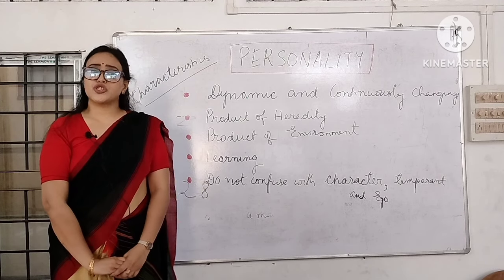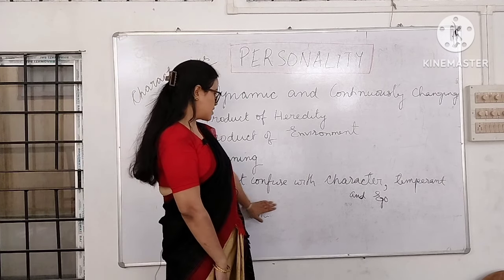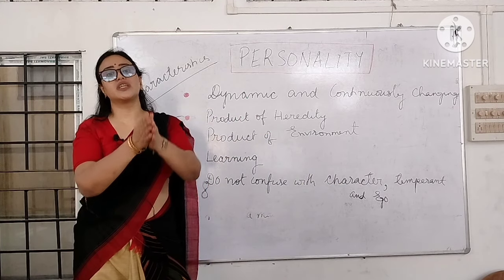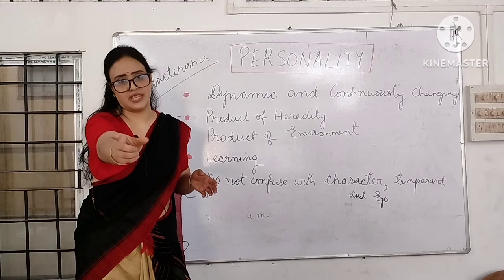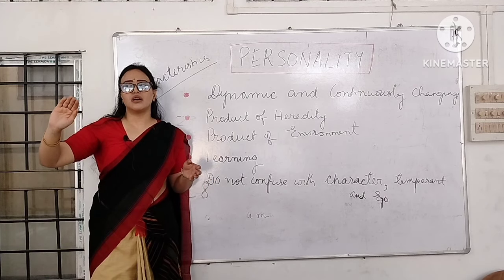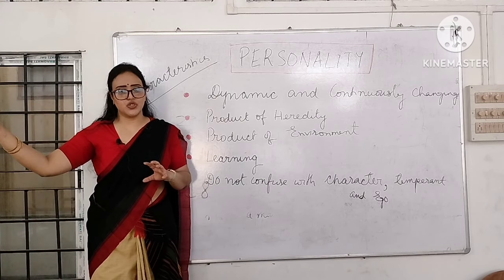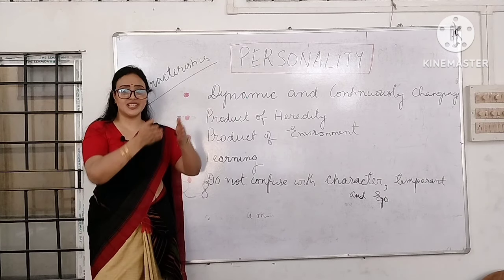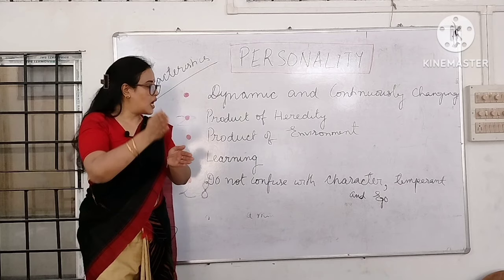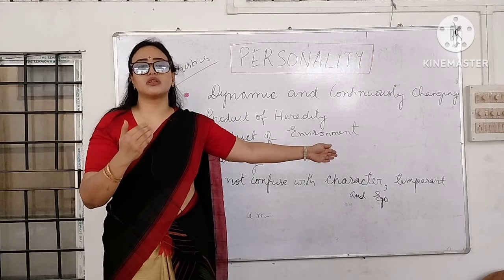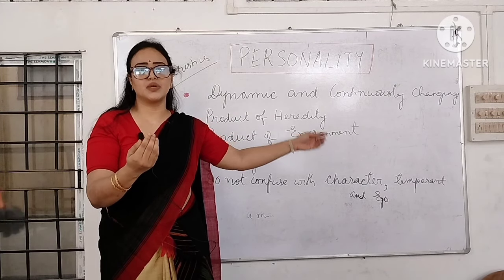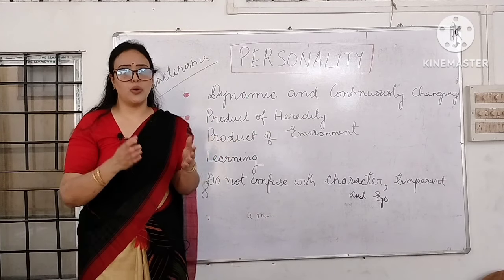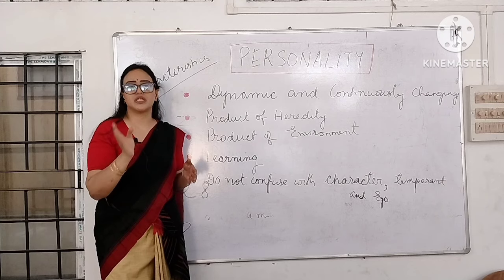Next is, we should not confuse personality with characteristics or character, sorry. We should not confuse it with character, because character is an ethical concept. It is more of the morality aspect of an individual, whereas personality is a comprehensive term. It is associated with the psychological aspect of an individual. Again, temperament. We should not confuse personality with temperament, because temperament is an emotional disposition of an individual, whereas personality is a different term.